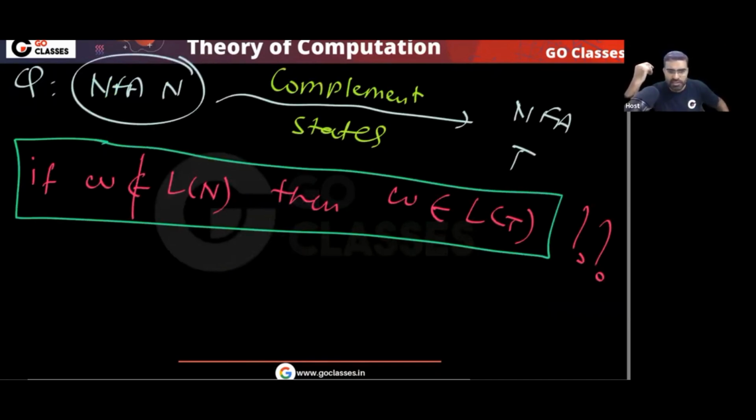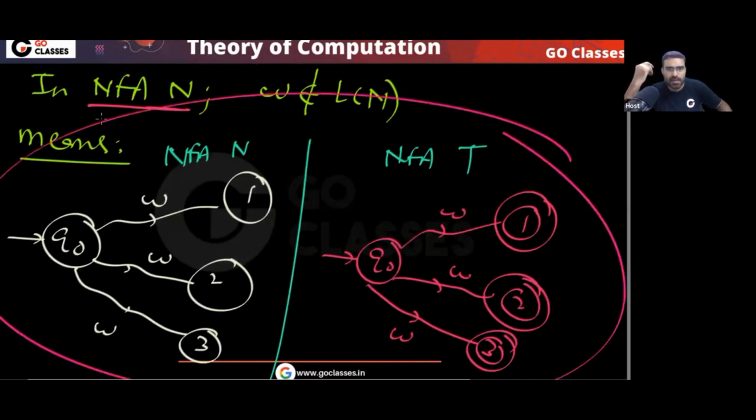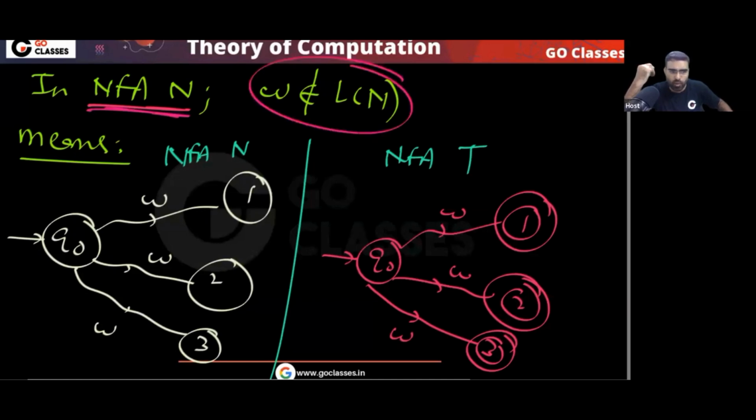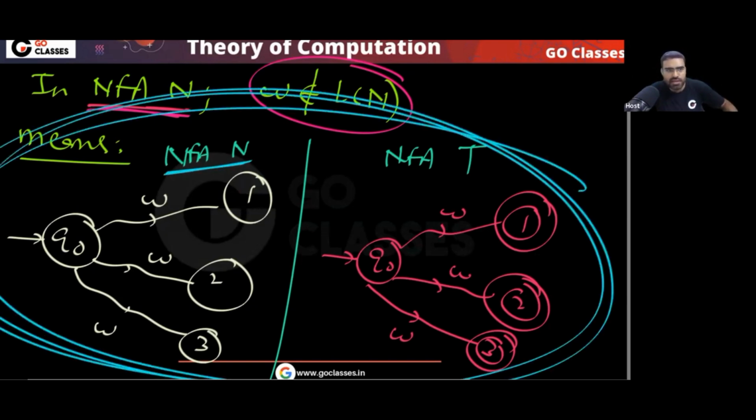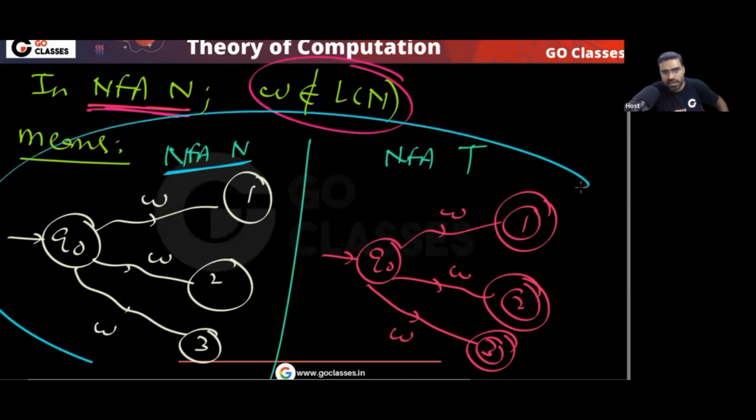Let me tell you, this statement is actually false. But what is the problem? Is there anything wrong in this logic? NFA N does not accept W, so on W you will go to non-final, non-final, non-final. From this logic, it looks like W belongs to the language of T. What is wrong here? In this diagram, what is wrong?